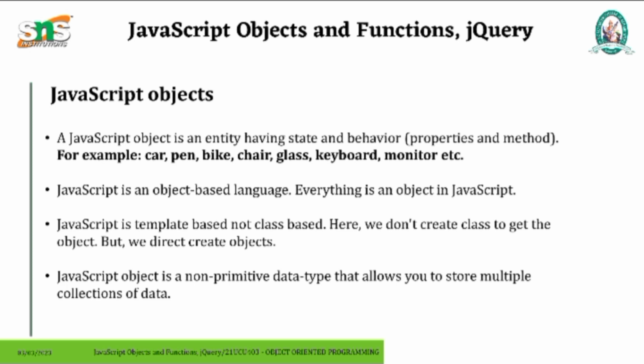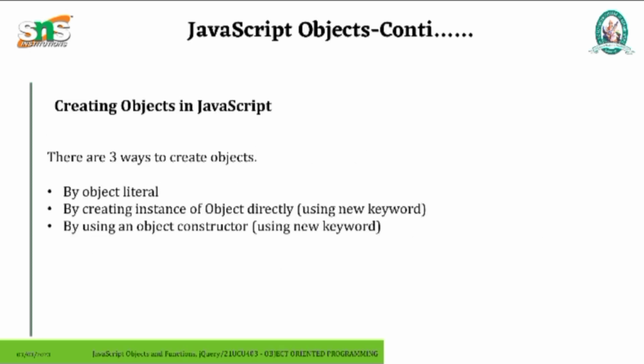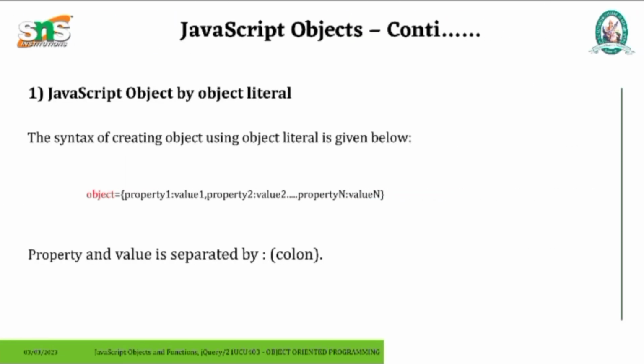Next is how to create objects in JavaScript. We can create an object in 3 ways. The first is by object literal, the second is by creating an instance of an object directly, and the third is by using an object constructor. The first method is by object literal. In this method we can create an object using an object literal. The syntax is: object = {property1: value1, property2: value2, ... propertyN: valueN}. The properties and values are separated by a colon.